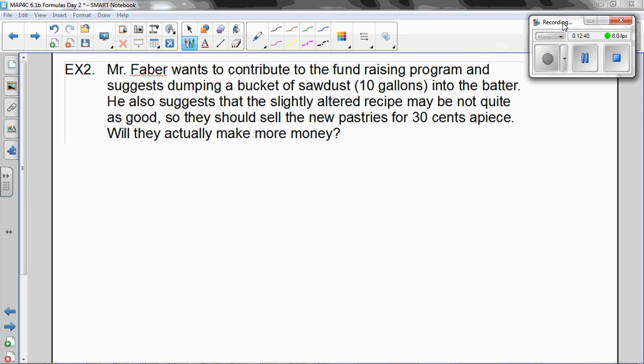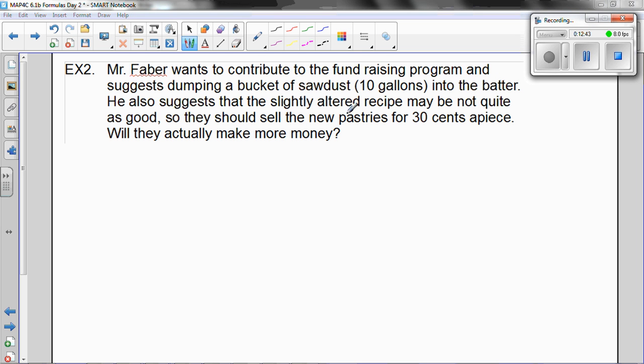Mr. Faber wants to contribute to the fundraising program and suggests dumping a bucket of sawdust into the batter. That sounds like Mr. Faber. He's practical and also looking to get rid of some old sawdust. Why not sell it in batter? He also suggests that the slightly altered recipe may not be quite as good, so they should sell the new pastries for a little bit more. So 10 gallons of filler in there. We're going to lower the price. The question is, will they make more money if they choose to do this?